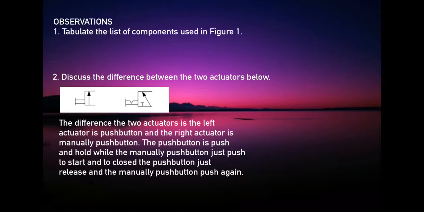Observation number 2. Discuss the difference between the two actuators below. The difference between the two actuators is that the left actuator is a push button and the right actuator is a manually push button. The push button is push and hold, while the manually push button is just pushed to start and pushed again to close. The push button just needs to be released, and the manually push button is pushed again.